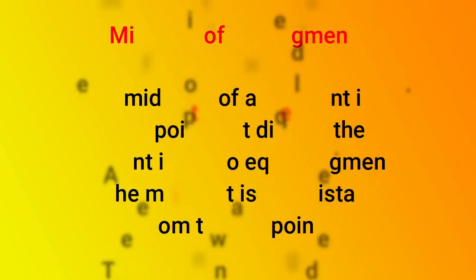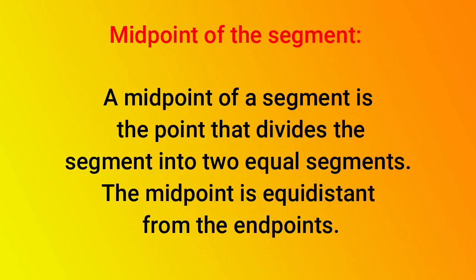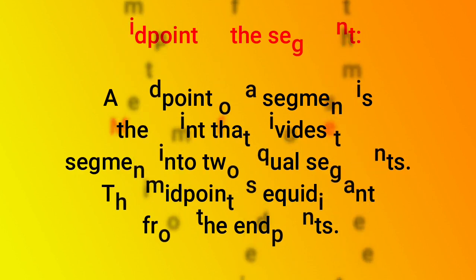Midpoint of the segment. A midpoint of a segment is the point that divides the segment into two equal segments. The midpoint is equidistant from the endpoints.